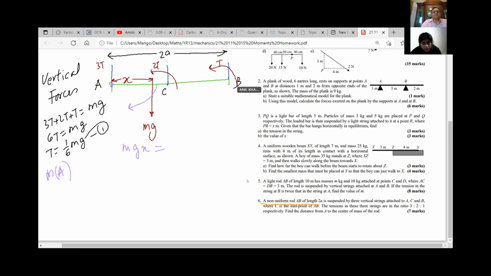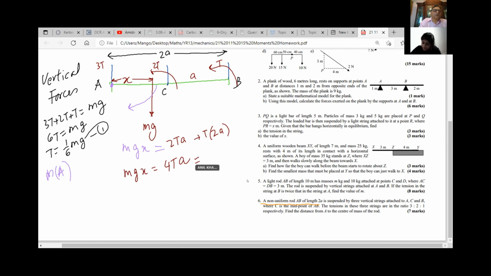Wait, was C the midpoint? So 2a minus x. So this is A, right? So 2t into A. Oh yeah. And then that part is, wait, so t times 2A minus, so we get 4A, right? So mgx equals 2t, 2t is 4t, right? 4ta, right?